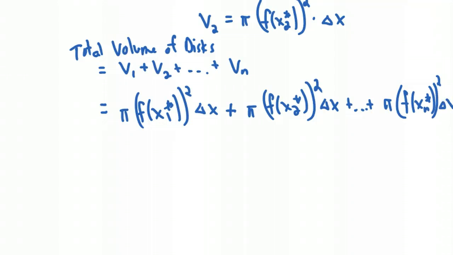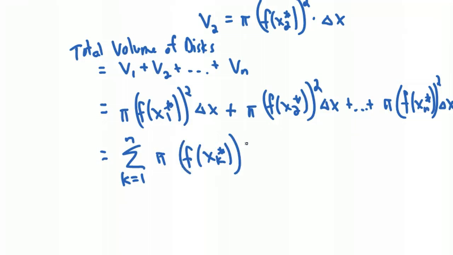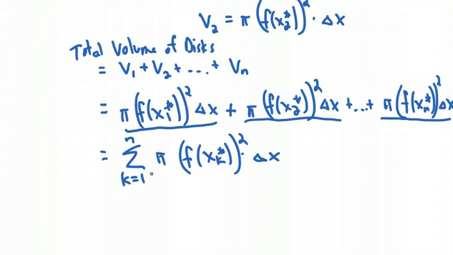Now we can write this in more compact form using sigma notation. This is really the sum from k equals 1 to n of pi times f of x sub k star squared times delta x. Because if you plug in 1 for k, you get this first term here. If you plug in 2 for k, you get the second term. If you plug in all the way until n for k, you get the last term. So this is the total volume of the disks written like this.